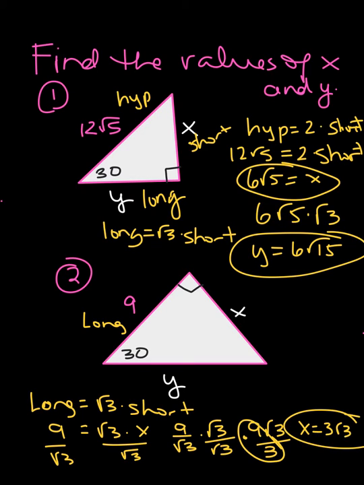That's my short leg. Now that I have my short leg, I know that my hypotenuse is twice that. So my y, which is my hypotenuse, is going to be 2 times 3 root 3, which gives me 6 root 3.